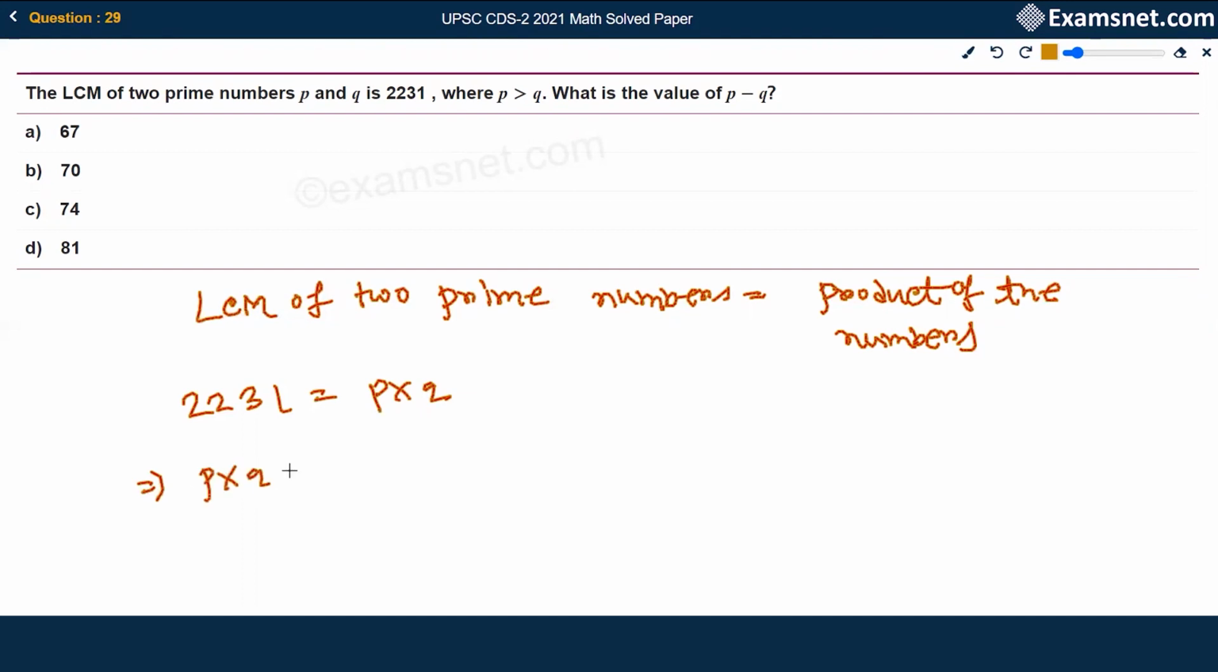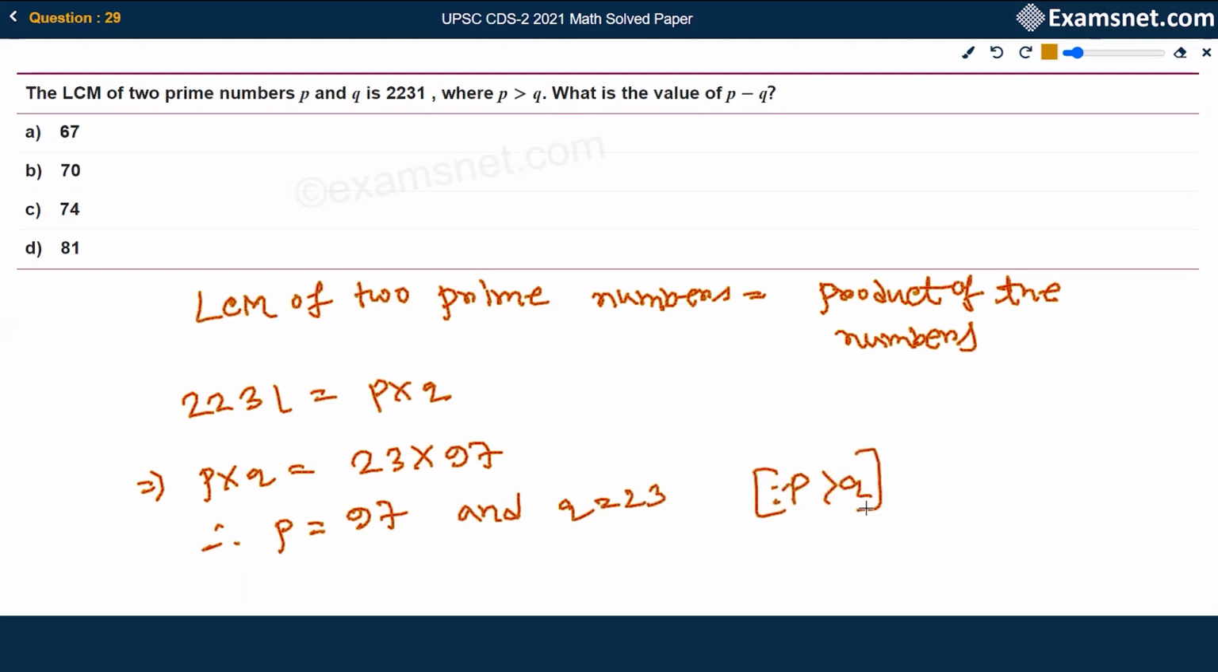We can write P multiplied by Q as 23 multiplied by 97, because these two are prime numbers and the product of them will give us 2231. So therefore P equals 97 and Q equals 23, because it is given P is greater than Q.